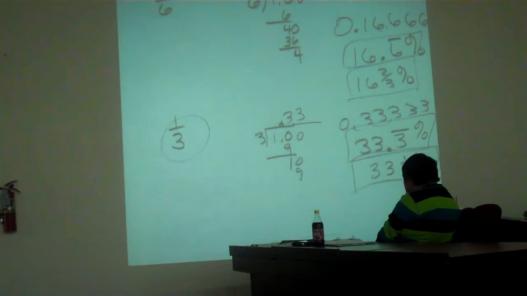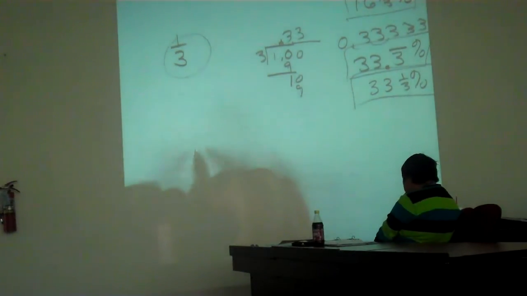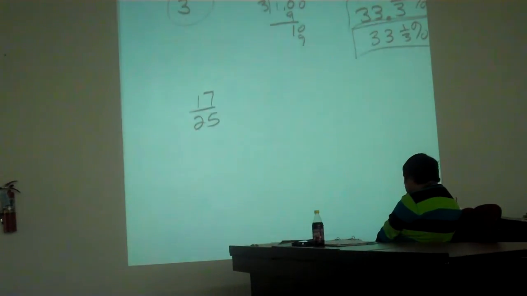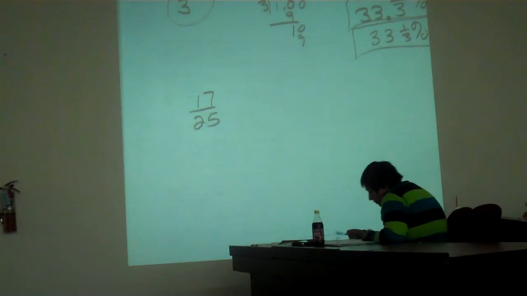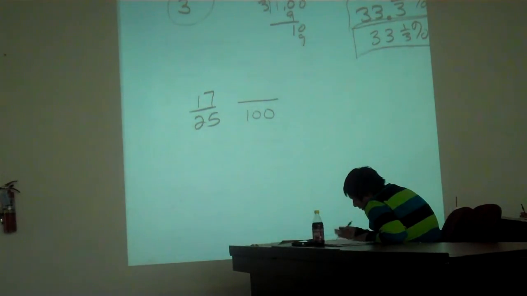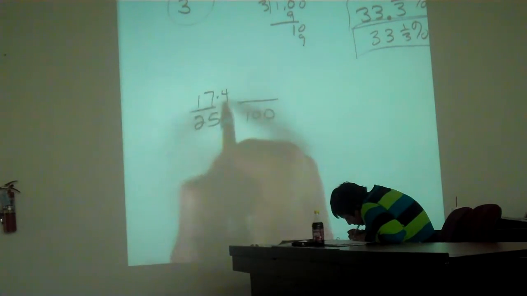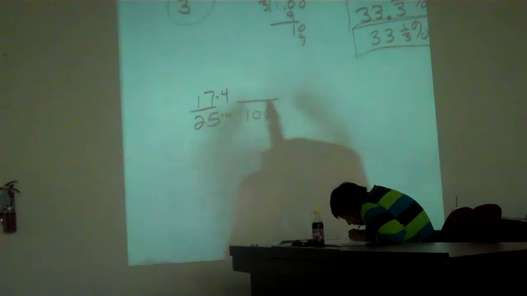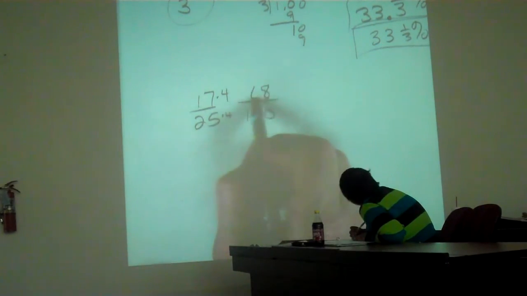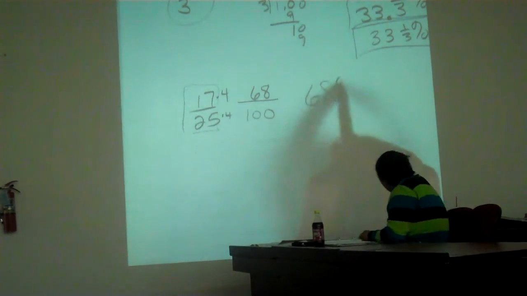Okay, how about, let's do one that doesn't repeat. Let's go back to an easy one for a change. Let's go to 17 over 25. Do that into a decimal, but you don't have to. How are you going to get 100 on the bottom? Times it by 4. 17 times 4 is 68, right? So this one right here will be 68%.